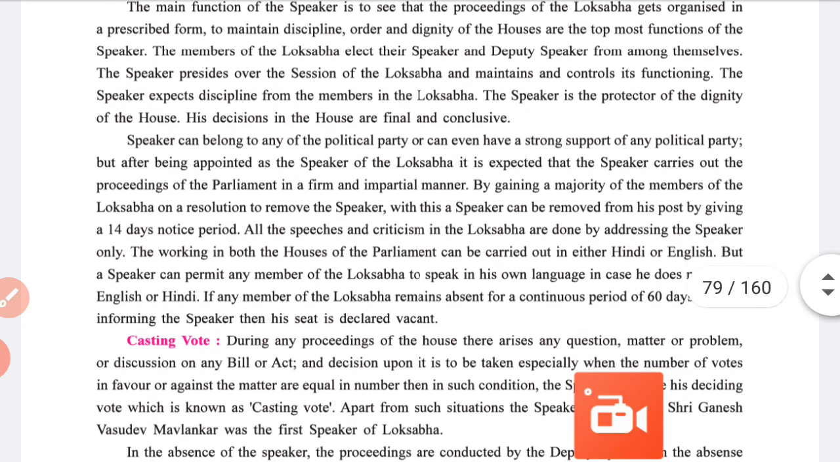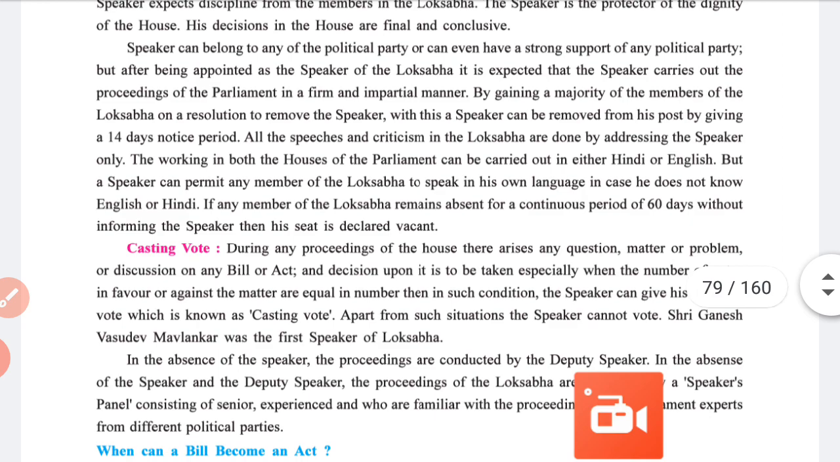The Speaker can belong to any political party or can even have the strong support of a political party. But after being appointed as Speaker of Lok Sabha, it is expected that the Speaker carries out the proceedings of Parliament in a firm and impartial manner.